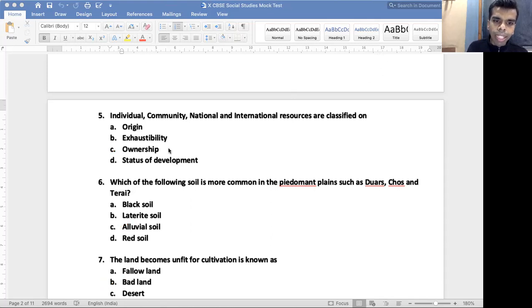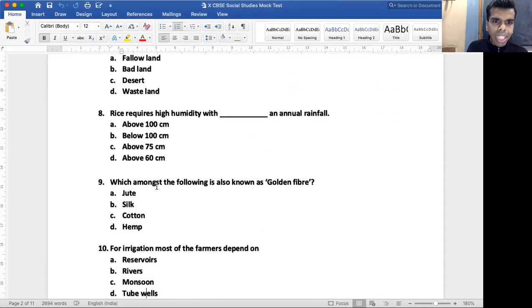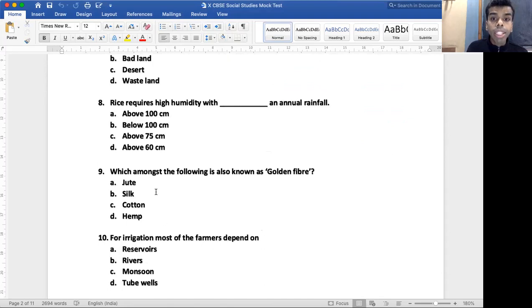Going on towards the 8th, 9th, and 10th question. The 8th question over here was: rice requires high humidity with dash as an annual rainfall. The answer is above 100 centimeter. Rice requires lots of water, above 100 centimeter of rainfall. Which amongst the following is a golden fiber? We can answer with eyes closed. The answer is A, jute.